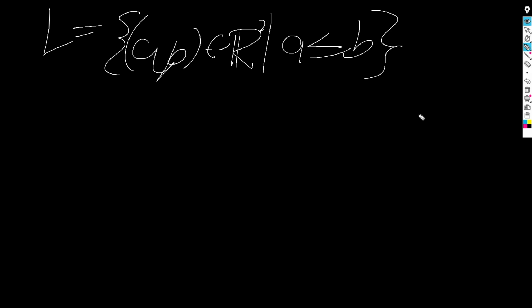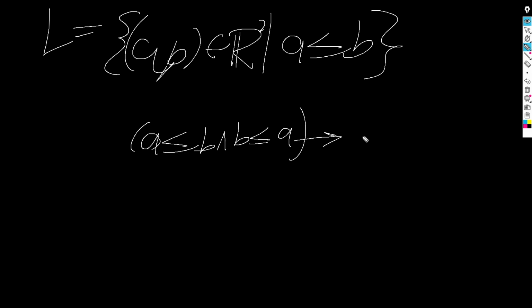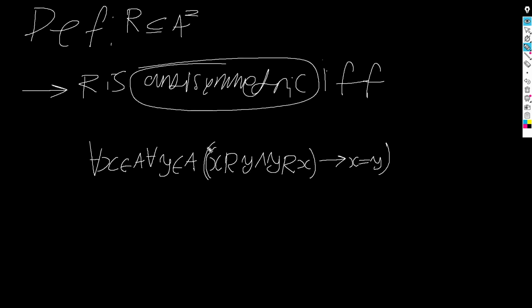And in fact, it's so not symmetric that if you have two numbers a and b where a is less than or equal to b and b is less than or equal to a, then it immediately follows that a is equal to b. And in general, if we let A be just any set and R be a relation on that set, then we call R antisymmetric if and only if, for all x and y in A, if x is R related to y and y is R related to x, then it follows that x is equal to y.